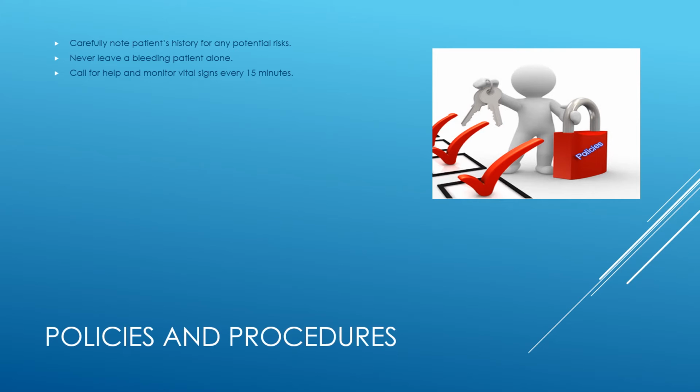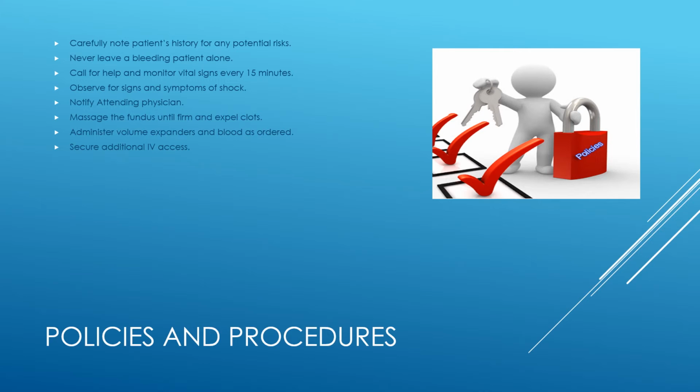We call for help and monitor vital signs every 15 minutes. We observe for signs and symptoms of shock. We notify the attending immediately. We massage the fundus until it becomes firm and expel clots. We administer volume expanders and blood as ordered, which is why it is so important to identify a blood runner at the beginning of the shift. This way, once blood is ordered, you have someone who is going and getting the blood as needed.